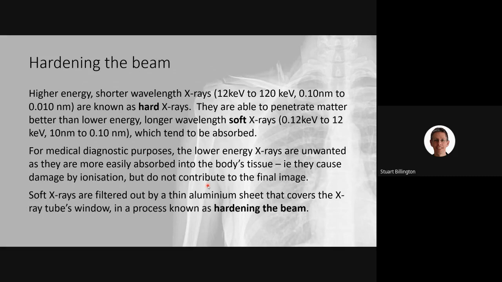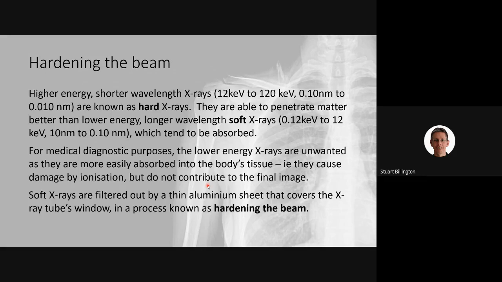The phrase that you need to be aware of is that this is called hardening the beam. So placing some absorbent material across the window of the X-ray machine to remove the soft X-rays is called hardening the X-ray beam. And that is actually it for production of X-rays.